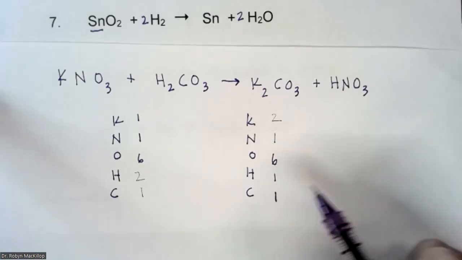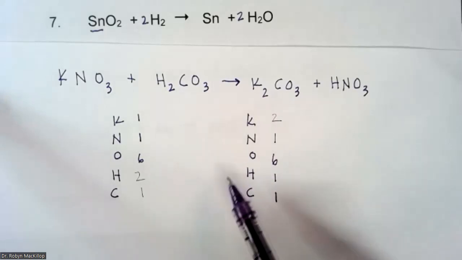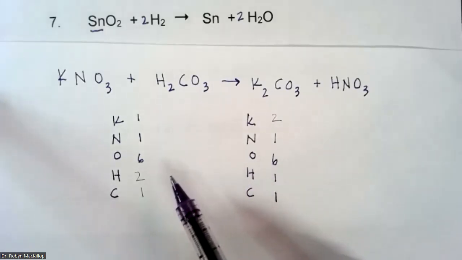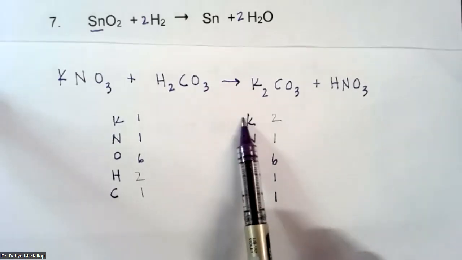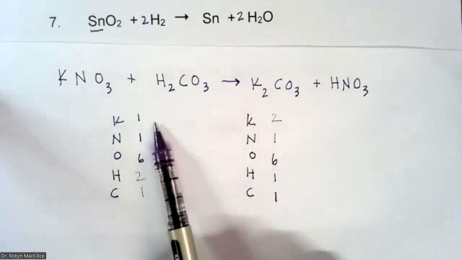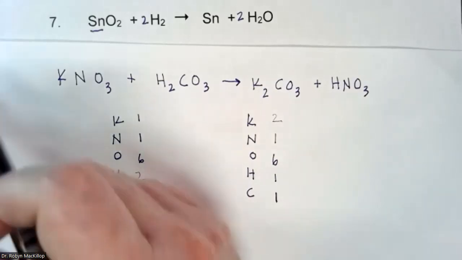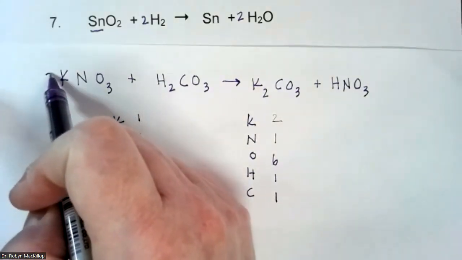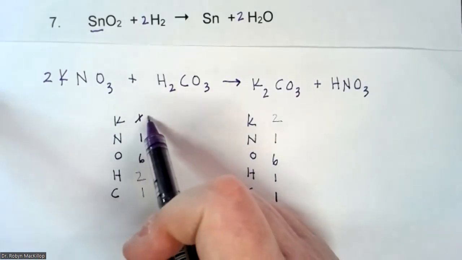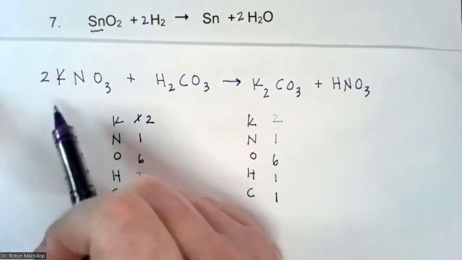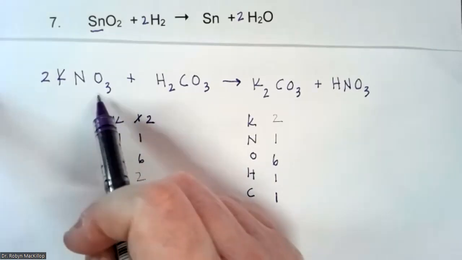Perfect. So looking at this, it looks pretty good. Our K's are out and our H's are out. So let's just start with the K's. We've already got 2 here, so we've got to get this back to 2. 1 times 2 is 2. So we're going to put that 2 right in front and fix our K. But right now, we've also got to fix our N and our O.